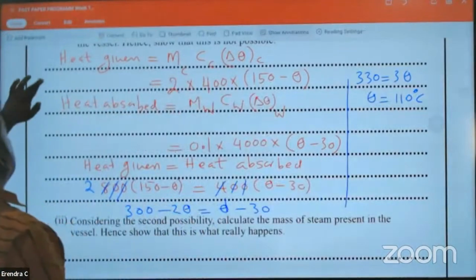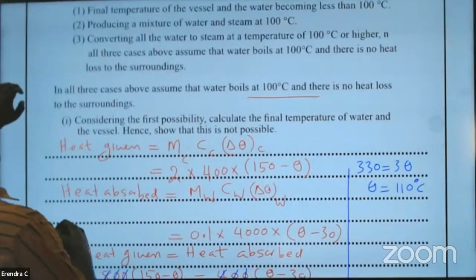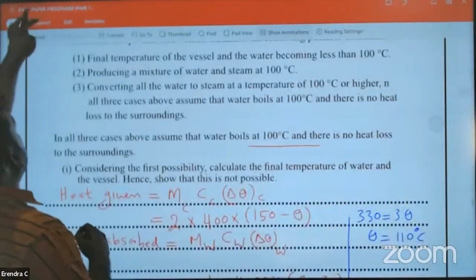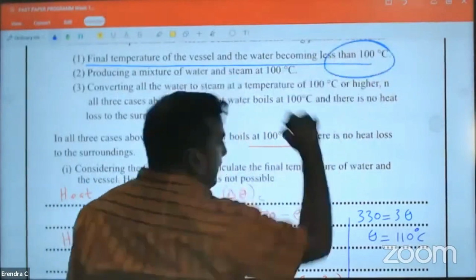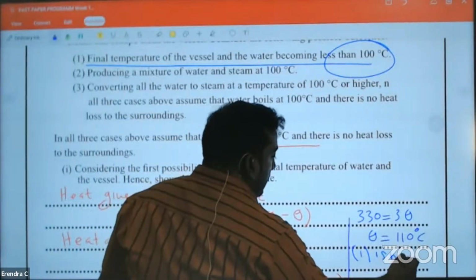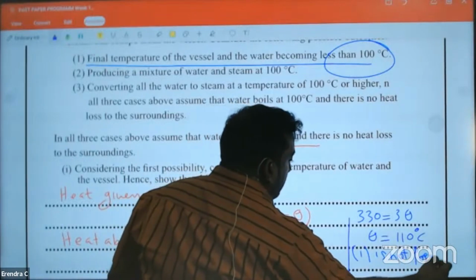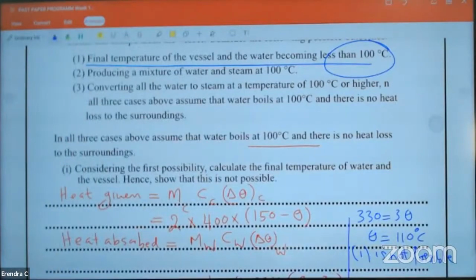What are they saying? Show that this is not possible. Statement 1. Statement 1 is what? Final temperature less than 100. Is it less than 100? No. 1 is not possible. Simple work.